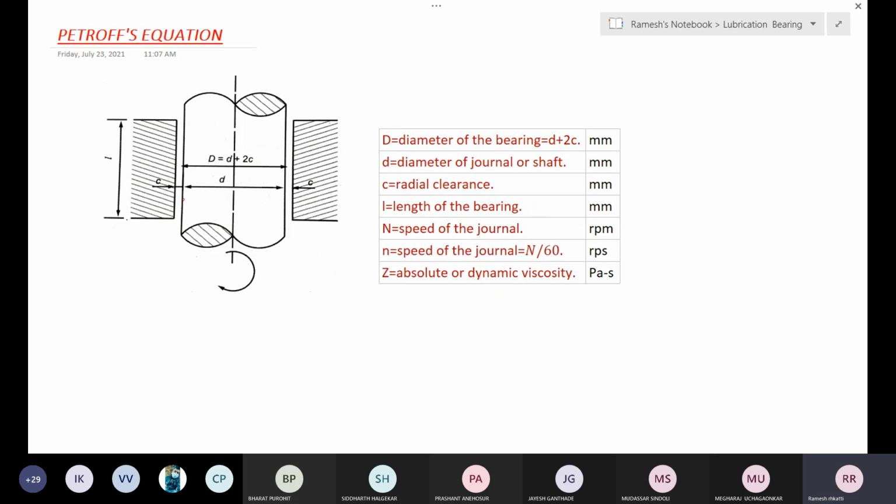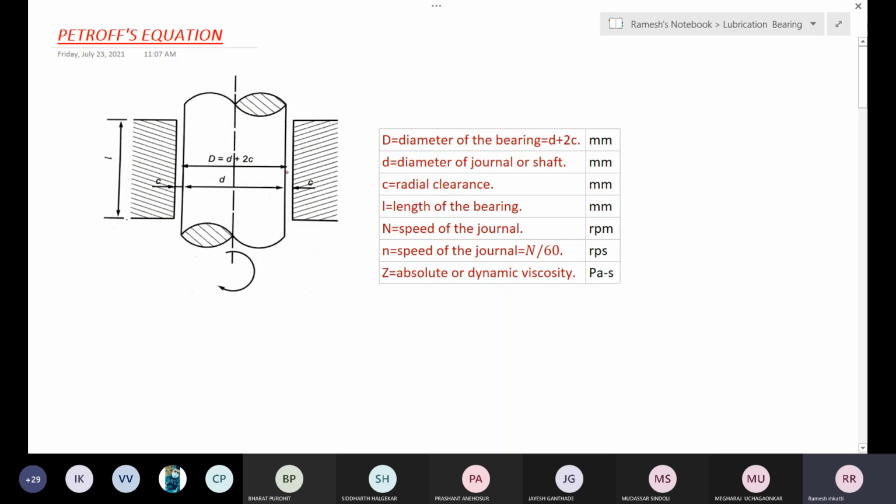Now in this lecture I am going to derive the Petroff's equation. Before deriving it, there are some assumptions made by Petroff. By considering these assumptions, we are going to derive the equation. We assume that the load acting on the bearing is small, a light load, and whatever leakage is there is negligible.